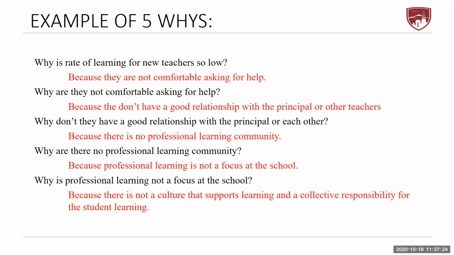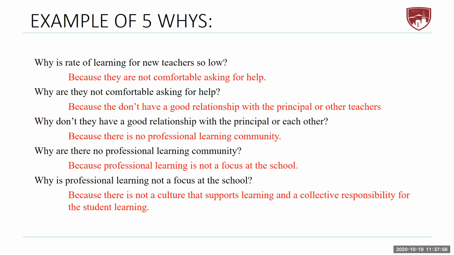Another example is if you started with understanding why the rate of learning for these new teachers is low. Well, they're not comfortable asking for help. Well, why are they not comfortable asking for help? Because they don't have the relationship with the principal or other teachers. Well, why don't they have a good relationship? Because there's no professional learning community. Well, why is there no professional learning community? Because professional learning is not a focus at the school. Well, why is that not a focus? Because there's not a culture that supports learning and collective responsibility for student learning. So through the first 5 whys, we really got down to PD.